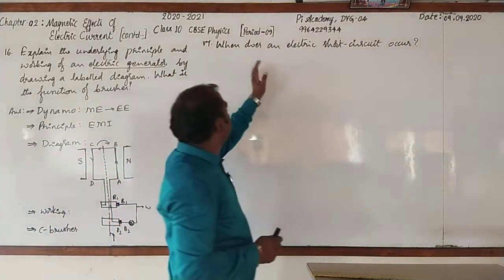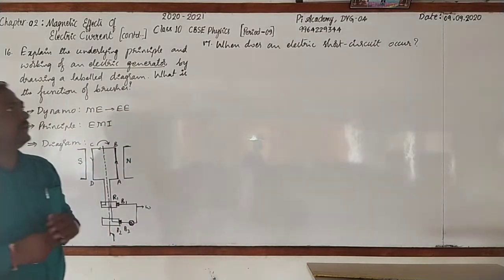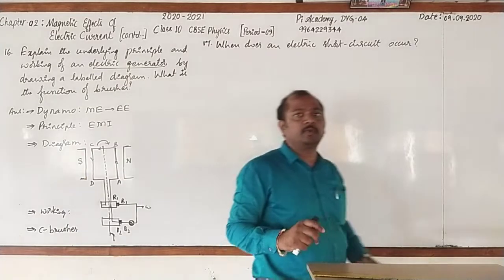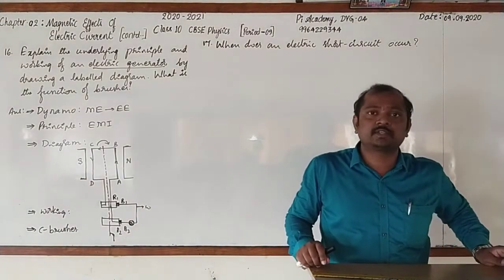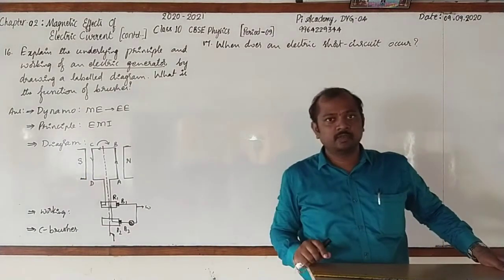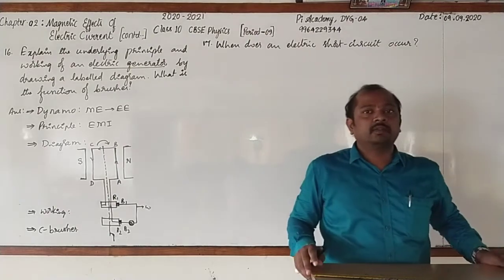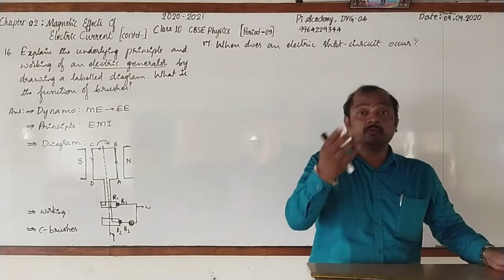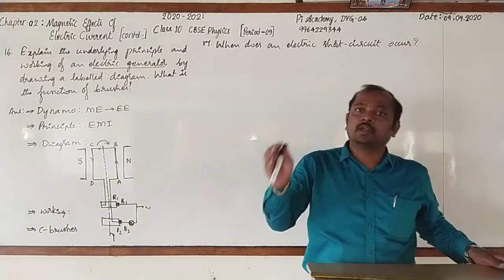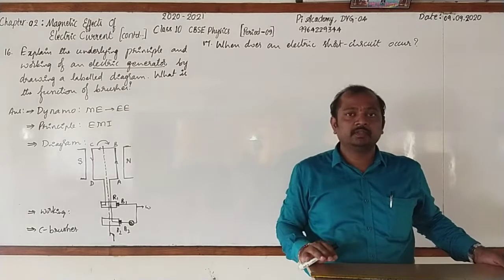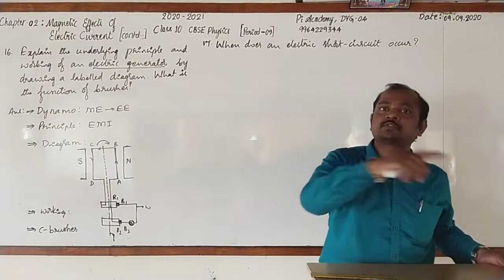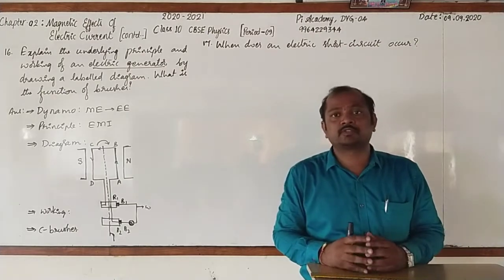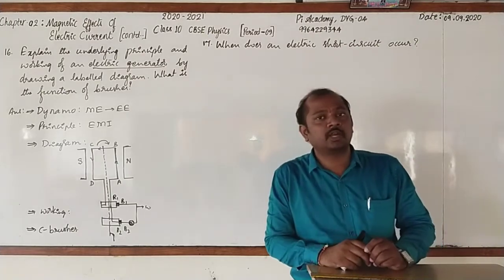Now, go through this 17th one. When does an electric short circuit occur? Dear students, we are very familiar with short circuiting. Right? What is it? We know that when the live wire comes in contact with the neutral wire directly, then what will be the resistance of the circuit? It almost becomes zero. Then a large amount of current flows through the circuit. So due to this, even a spark may come. This is what we say is short circuiting.